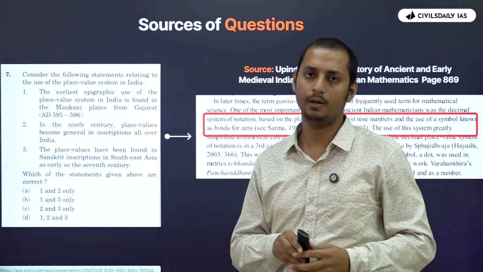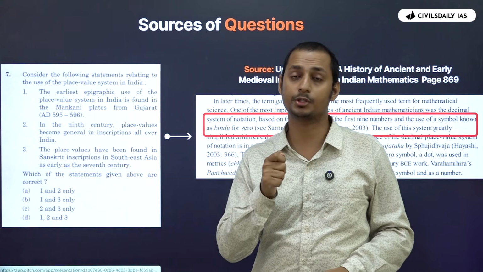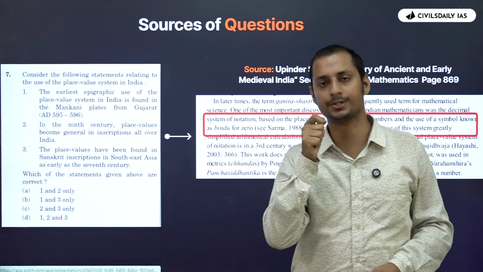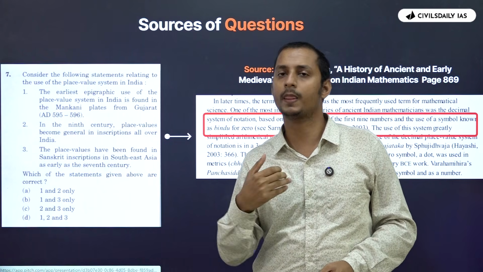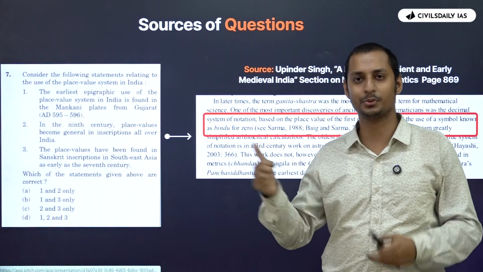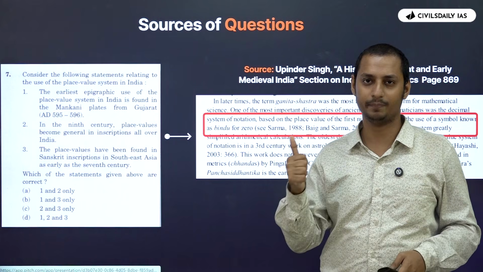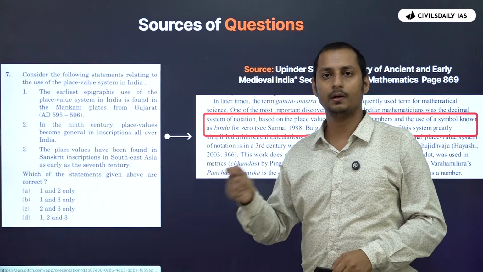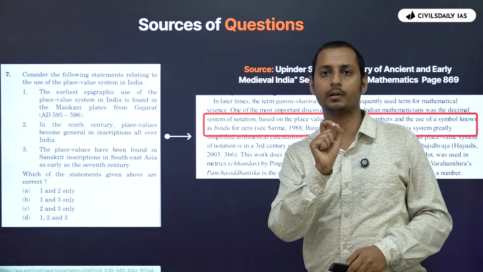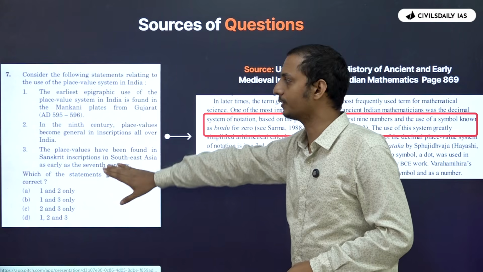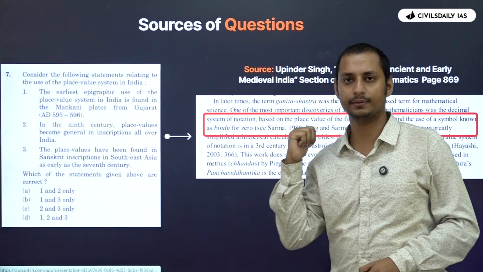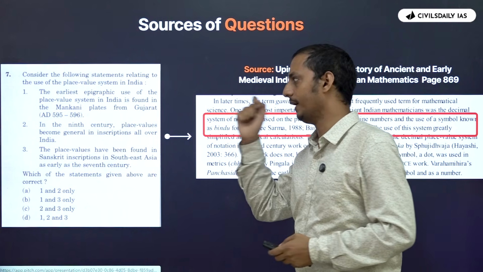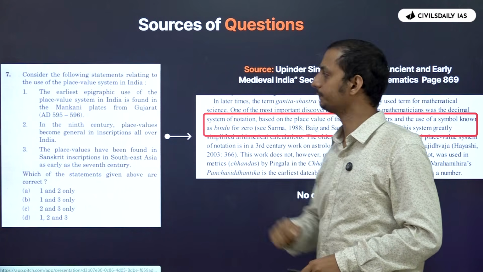And what is Upinder Singh? The Upinder Singh, the history of ancient and early medieval India, is the textbook that we use for the history optional. Now, I am from the history optional background. So when I used to study that, in my preparation days, I used to read that. Okay. So this is from Upinder Singh. But can you get the answer from Upinder Singh? Definitely no. There is only a mention regarding place value system, but you won't be able to solve any of the statements by using this. Okay. So neither the NCERTs nor the Upinder Singh will give you the answer to this particular question, right?